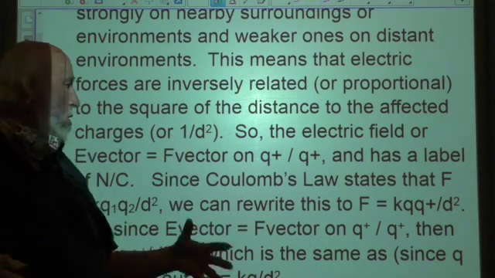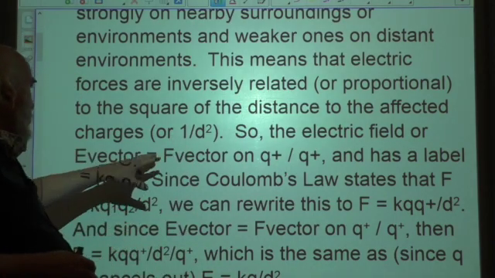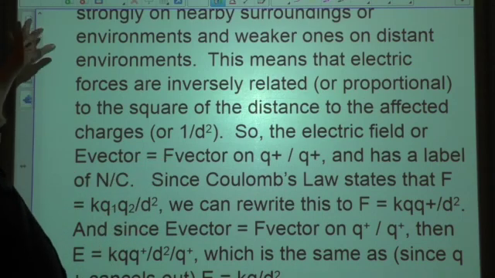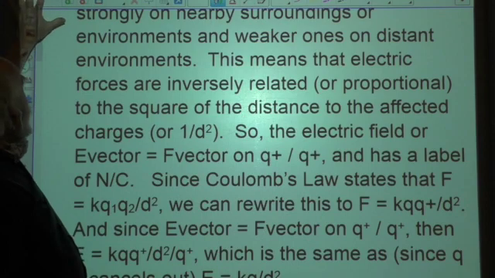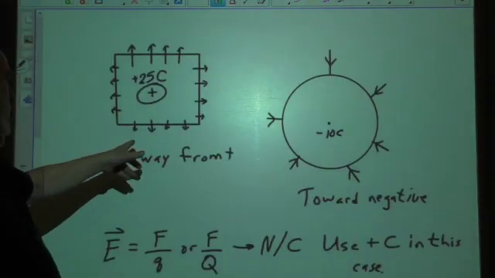Now, we have to remember also that we've used Coulomb's law to establish that the force that we're talking about here is k Q1 Q2 over d squared. So let's take a quick look at what this is talking about here. So let's back up over here.